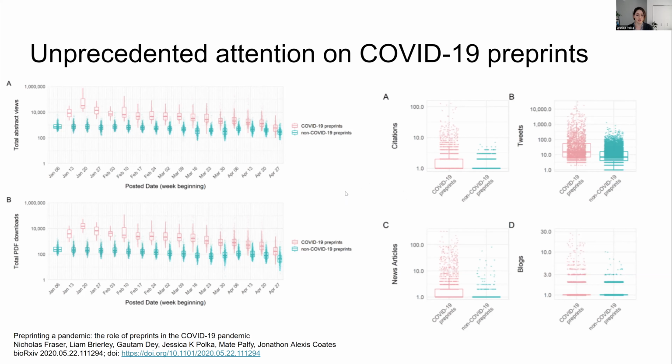Actually, we found that authors of the COVID-19 preprints were first-time authors of preprints 83% of the time, compared to something like 60-some percent for non-COVID-19 preprints. So I think the urgency of communication is really something that's unique during a pandemic.